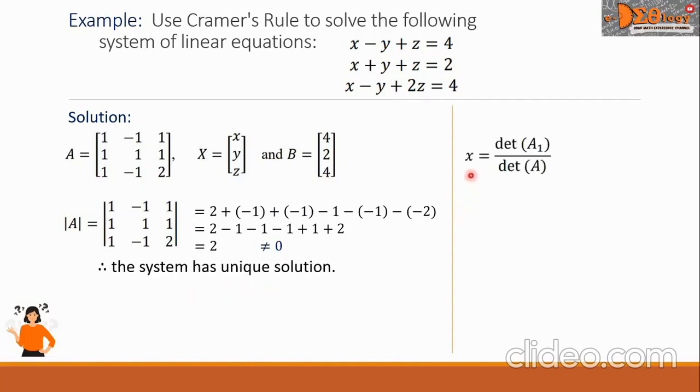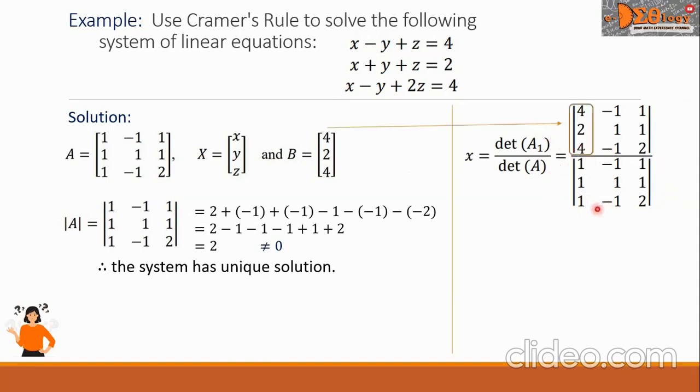Let's begin with the variable x. This is equal to determinant of A sub 1 over determinant of A. We can start by copying the matrix A in the denominator. Then the numerator becomes like this. This is our matrix A sub 1. It is similar to our matrix A except that the first column is replaced by the elements of matrix B.